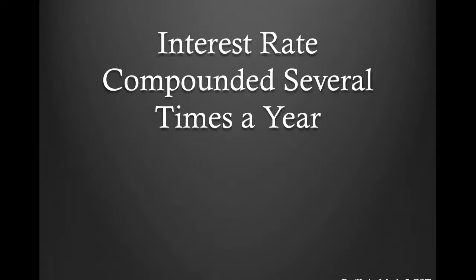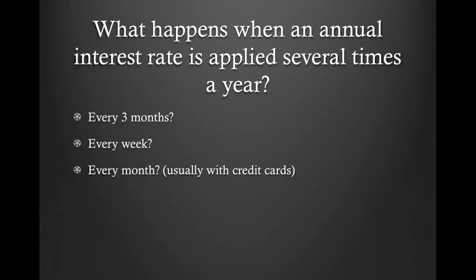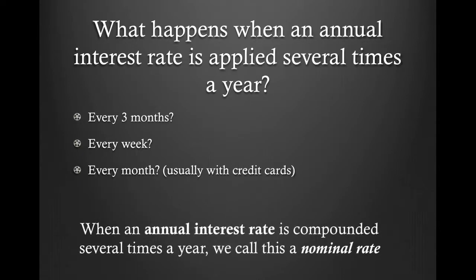This PowerPoint covers interest rate compounded several times a year, so we're going to talk about nominal rate and periodic interest rate calculations. What happens when an annual interest rate is applied several times a year, like every 3 months, every week, every month? That's usually with credit cards. They'll give you an annual interest rate, but it's compounded monthly, meaning every month. When an annual interest rate is compounded several times a year, we call this a nominal rate.